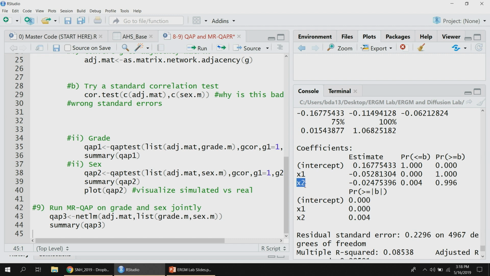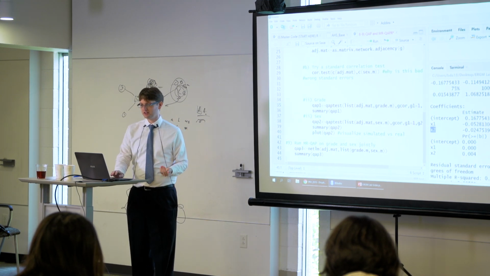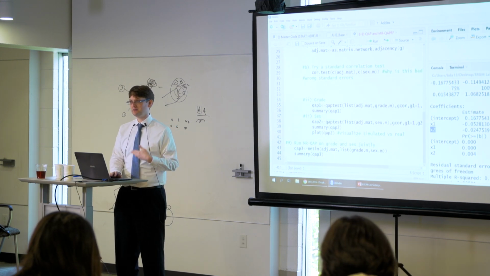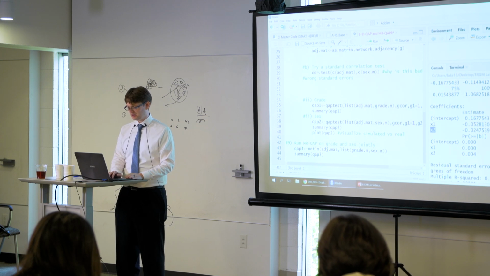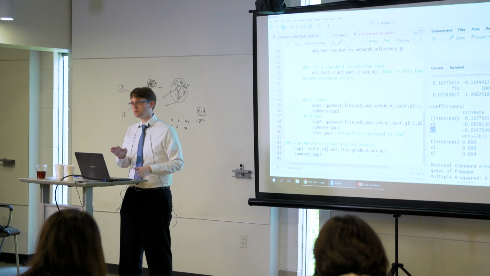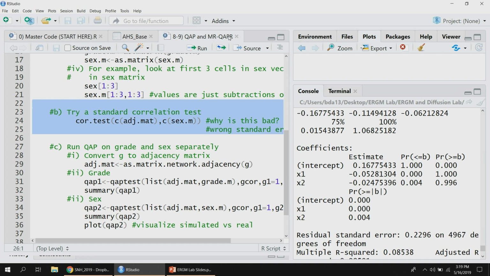And here you see, even when you include both of them at the same time, both being a different grade and a different gender are still both negatively correlated with being friends. This is a classic tool that we often use for looking at different correlations and getting a sense of how big one correlation is versus another. But it's not the most sophisticated tool yet.